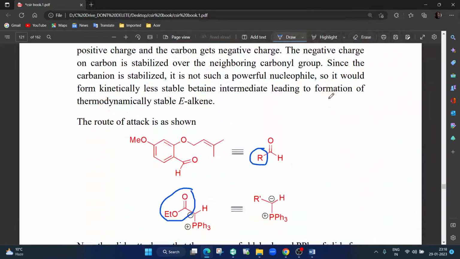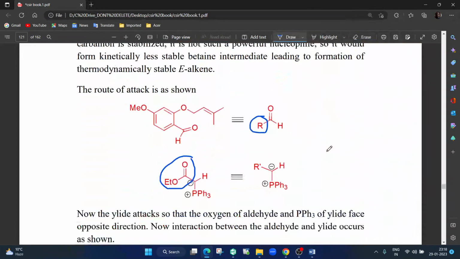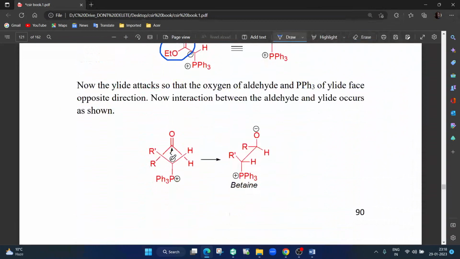It is in no hurry to go and immediately attack. So it goes and attacks in a way that it goes through an unstable intermediate but a stable product. So see, this is the unstable intermediate. Both bulky groups are on the same side and both less bulky groups are on the same side. So this goes and attacks here, this comes here. This is what is called the betaine.